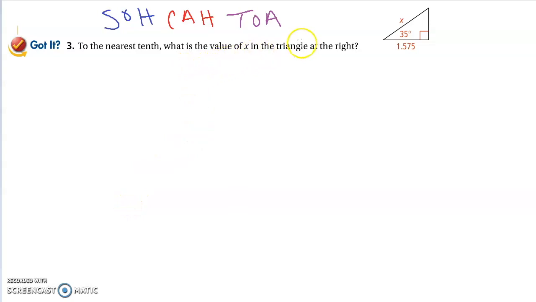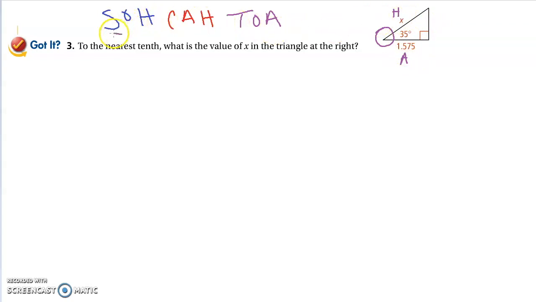To the nearest tenth, what is the value of x in the triangle at the right? So the first thing I'm going to do is circle the angle that I'm using. It looks like this angle is 35 degrees, so I'm going to circle this angle. And what two sides in comparison to this angle do I have numbers to work with? Well, let me just erase one of these circles because it's kind of hard to see that number. All right, so based off this angle, I have the adjacent side and the hypotenuse. I have no information about the opposite, so I cannot use that.